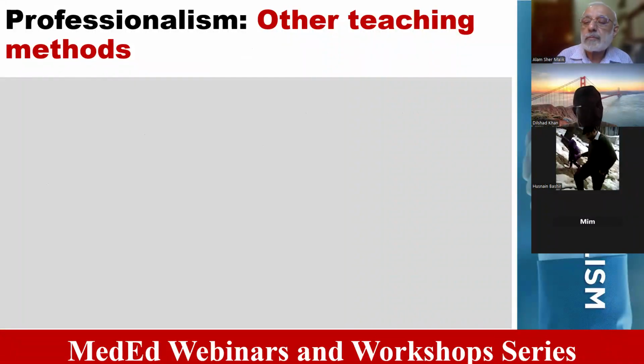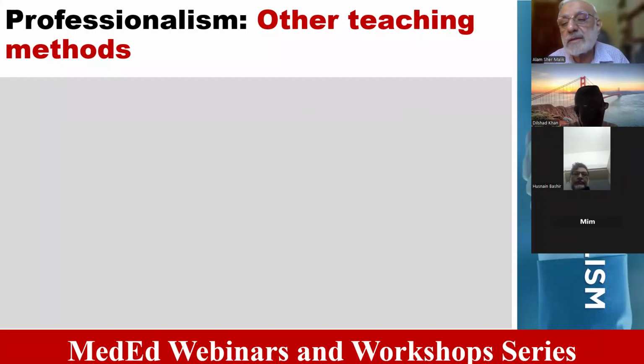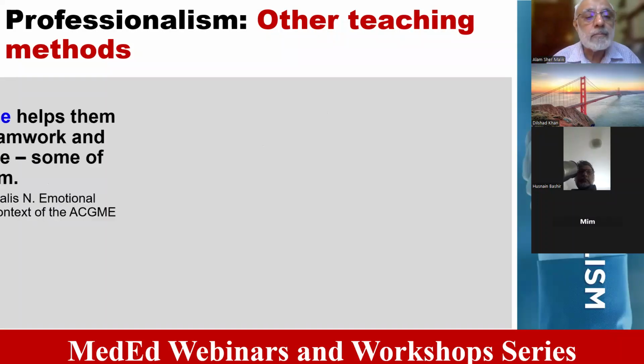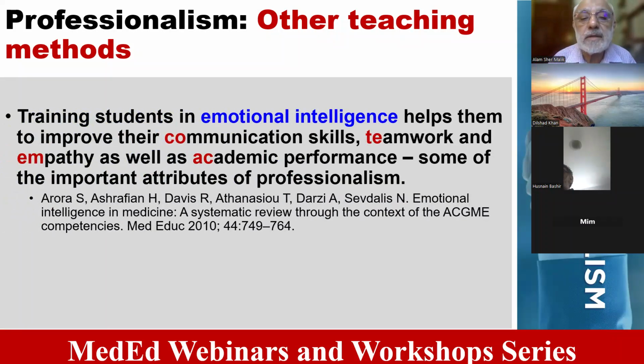Having gone through those three major methods of teaching professionalism, which are experiential learning, reflection and reflective practice, and situated learning, there are some other methods which can also be useful. One is emotional intelligence. Training students in emotional intelligence helps them to improve their communication skills, teamwork and empathy, as well as academic performance. And we can see that these are some important attributes of professionalism. So training students in emotional intelligence can help to improve their professionalism as well.